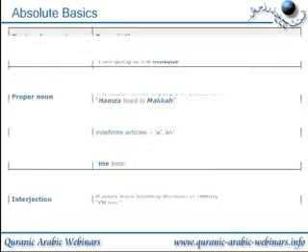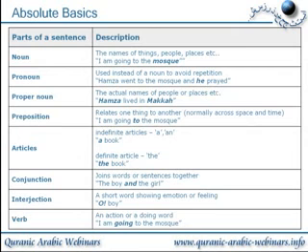So absolute basics then. We'll break this down into parts of sentences and then a small description with a small example. So a noun. A noun generally is the name of things. It could be peoples and places, etc. So normally the name of something. Example, I am going to the mosque. The mosque is a name of something physical. So that's a noun.